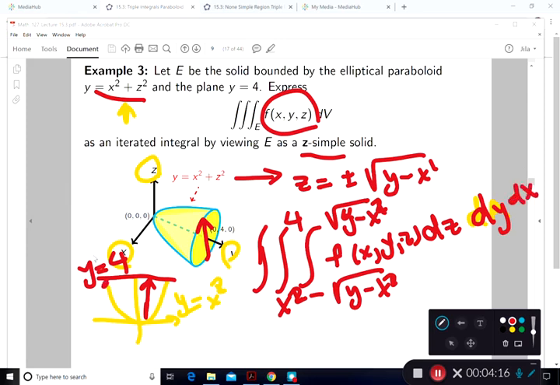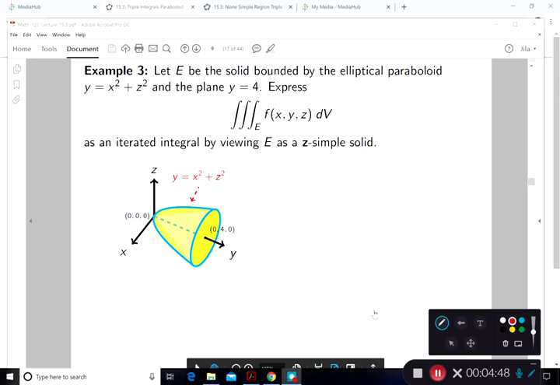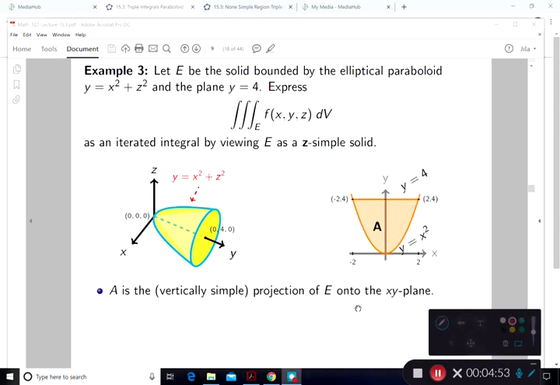And then for x, I have to figure out the lowest x value and highest x value. This is the intersection of y equals 4 and y equals x squared, and therefore the x value has to be between -2 and 2. So it's going to go from -2 to 2. And so that sets up the entire integral, and that's how we manage.